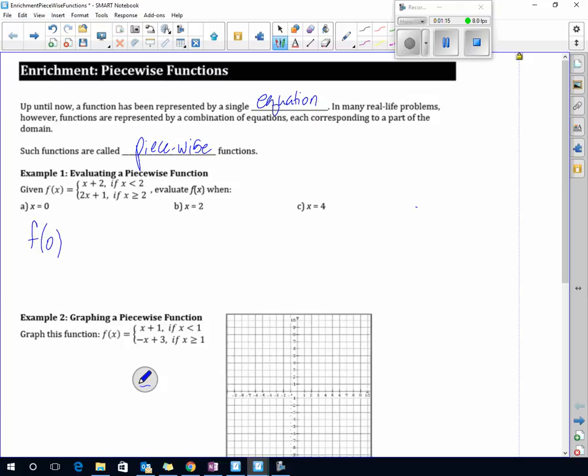Okay, what about when x equals 2? So f of 2. If it equals 2, which equation am I using? The second one, 2x plus 1. So it's going to be 2 times 2 plus 1, which is 5. We good? Okay, when it's 4, that would be where x is greater than 2, so I'm going to use the second one as well. So f of 4 would be 2 times 4 plus 1, which is 8 plus 1, is 9. Good? Okay, so now graphing ones.